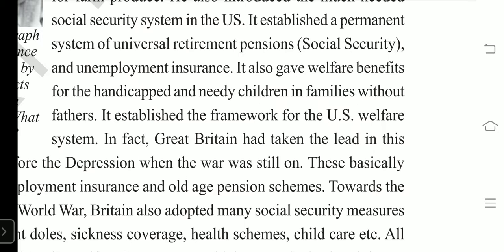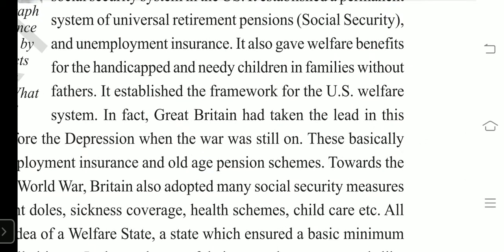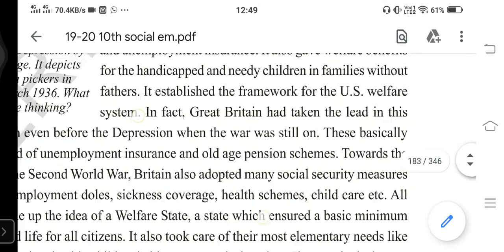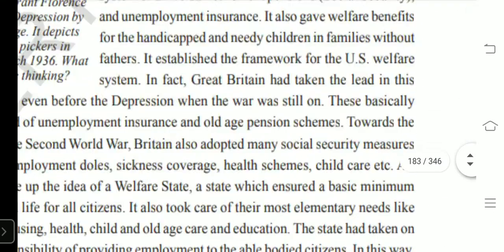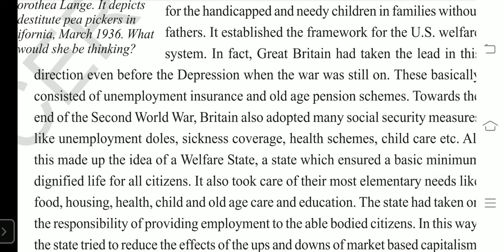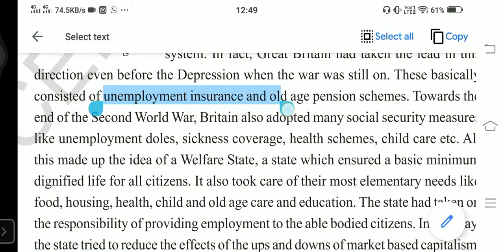So here, the American president has established a new program, that is, the welfare state. Instead, a welfare system started working out. Coming to Britain also, before the American president introduced the New Deal policy, Britain also took some steps to overcome the Great Depression, consisting of unemployment insurance. Old age pension schemes were also carried out by the British government.